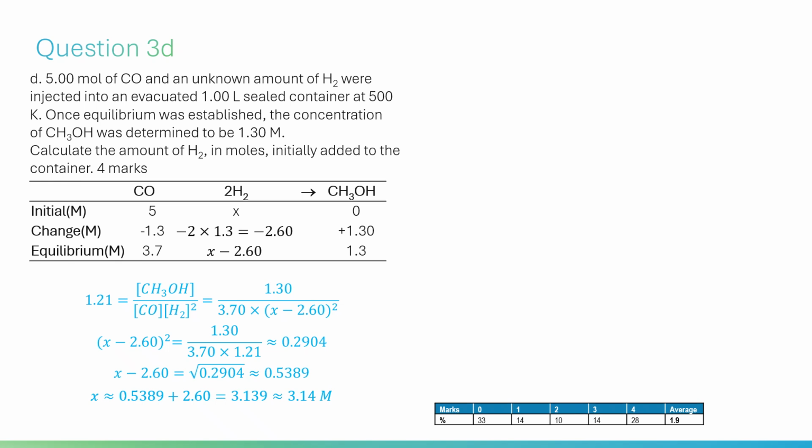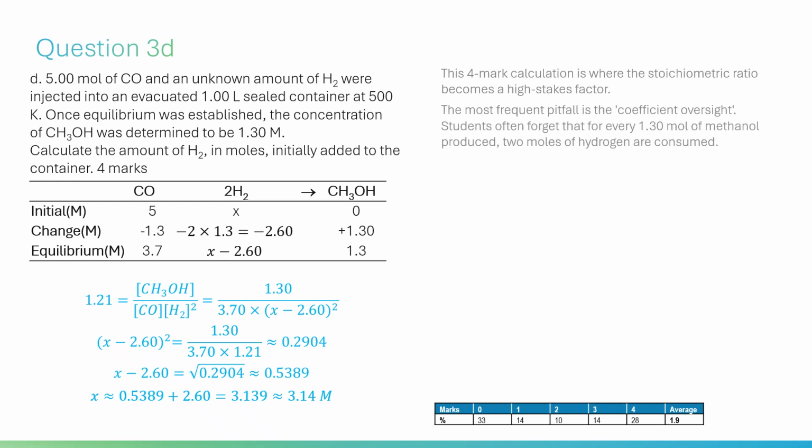This 4-mark calculation is where the stoichiometric ratio becomes a high-stakes factor. The most frequent pitfall is the coefficient oversight. Students often forget that for every 1.30 moles of methanol produced, 2 moles of hydrogen are consumed. Missing that 2 times 1.30 in the change row is a guaranteed way to lose at least 2 marks.